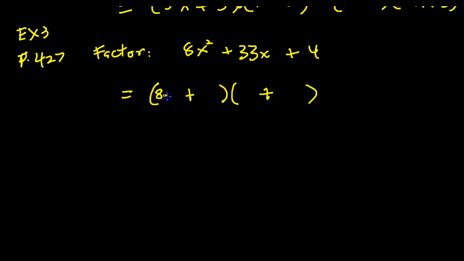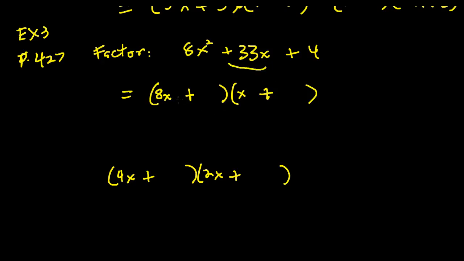For the first slot, I get 8x and 1x, or I could use 4x and 2x. Now, only one answer works. Only one of these layouts is going to work, and I need factors of 4 in the last slots here, such that the outer and inner products add up to a plus 33x.